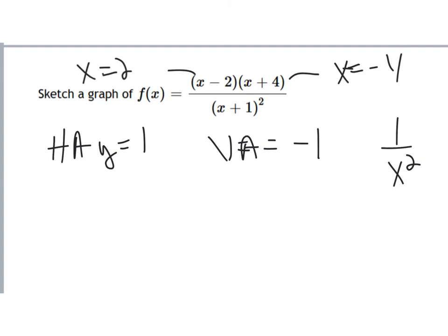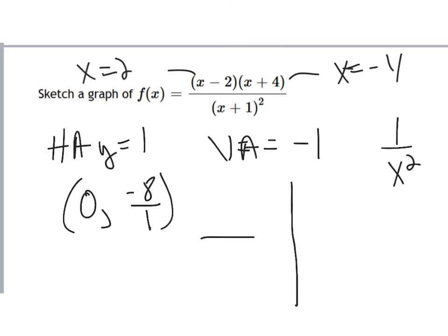Let's see. So it'll cross the y-axis at negative 8 over 1, so at negative 8. I think we're good to go. So I get a vertical asymptote at negative 1. It crosses the x-axis at 1, 2, 3, 4, and at 2. It crosses the y-axis at negative 8, so way down here. Horizontal asymptote, y equals 1.